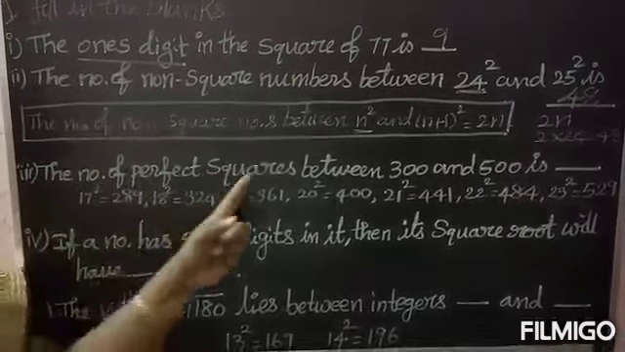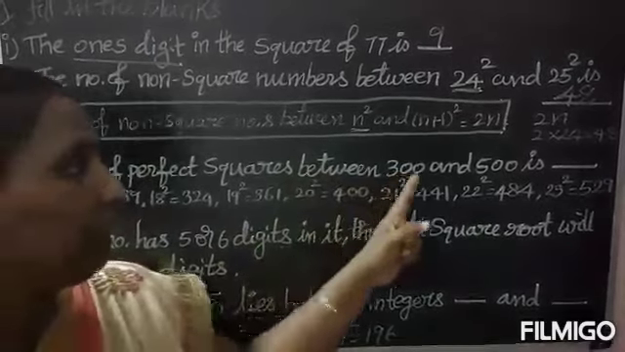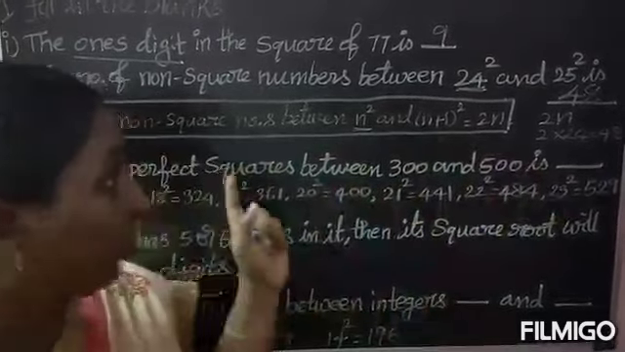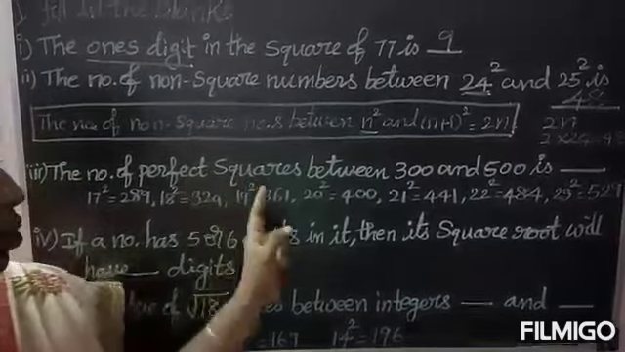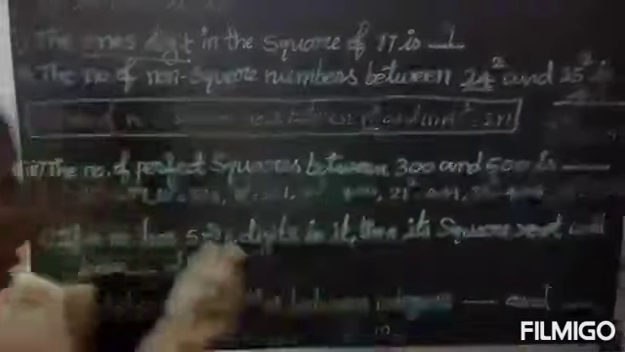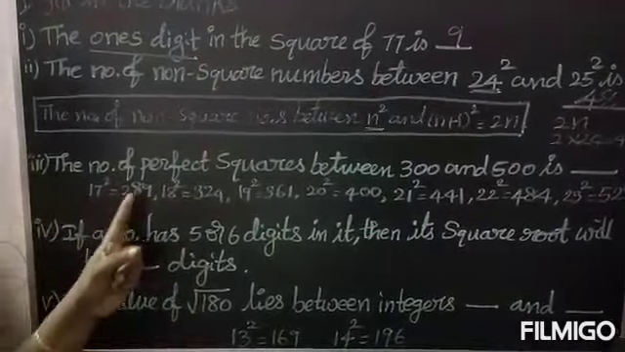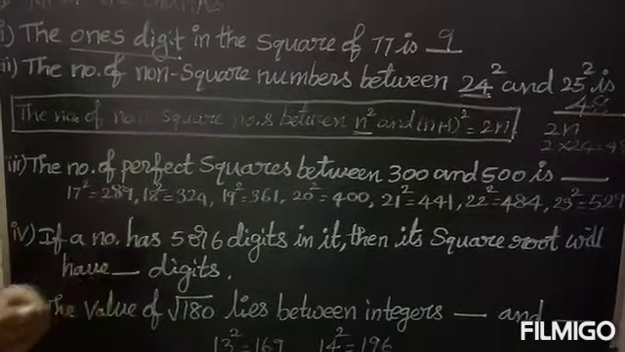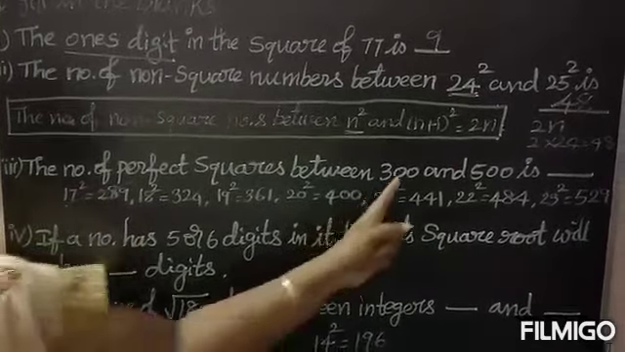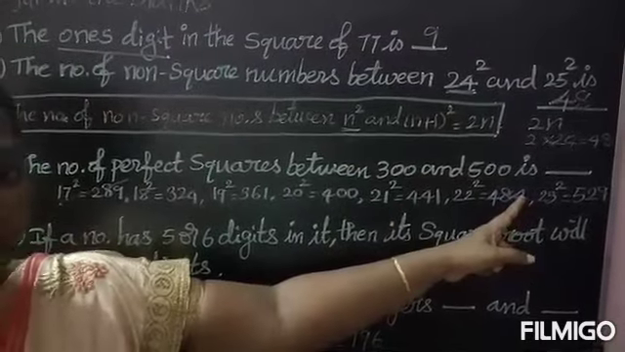Okay. Next, move on to the third one. The number of perfect squares between 300 and 500 is. So here they ask perfect squares between 300 and 500. So you have to write like this. 17 square will get 289. So you should not take this. Between 300 to 500 only they ask, you know.